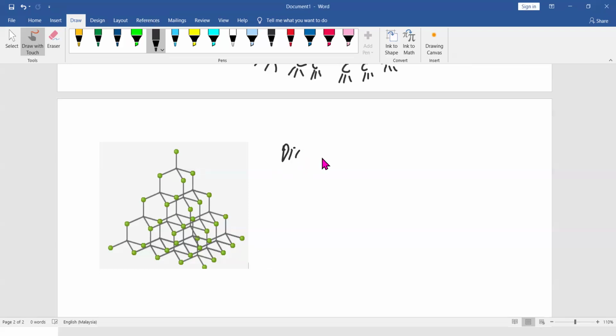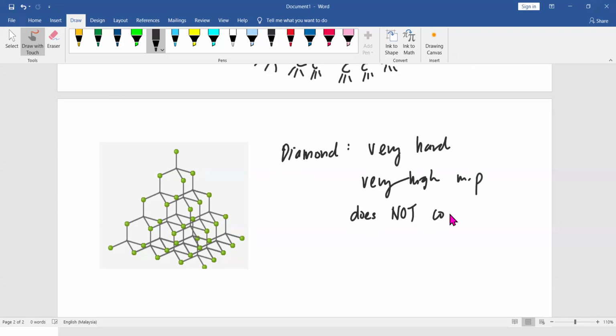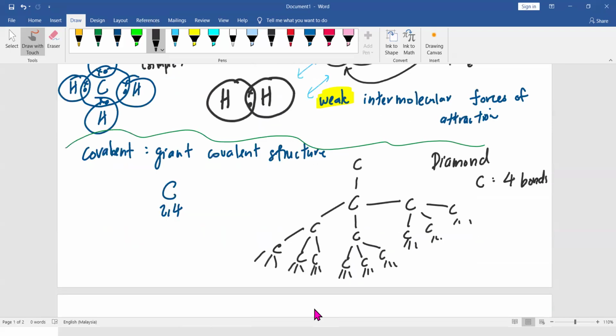So this makes diamond very hard. High melting point or low melting point? High. Very high melting point. And do you think it conducts electricity? No. So it does not conduct electricity. Can you understand? Okay, so this is why diamonds are the hardest substance in the world.